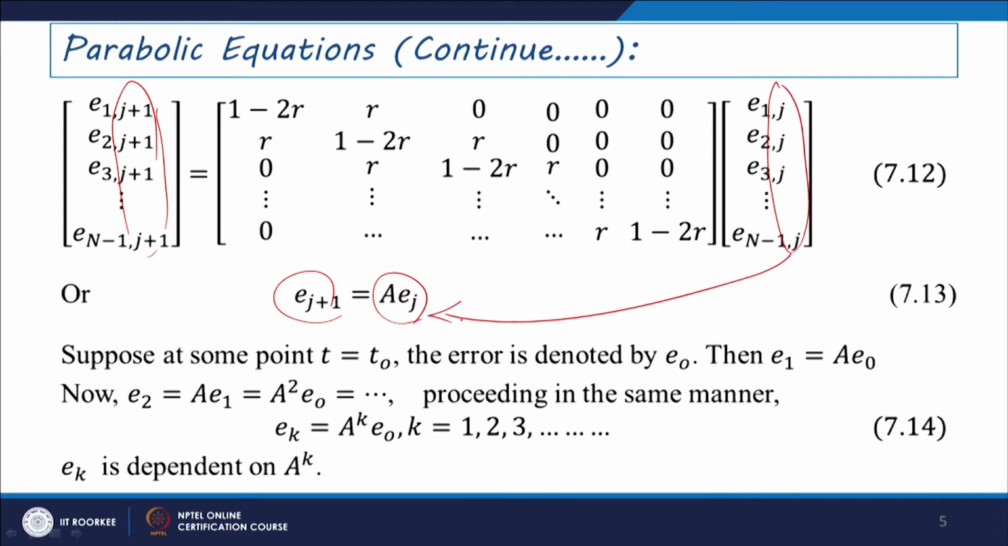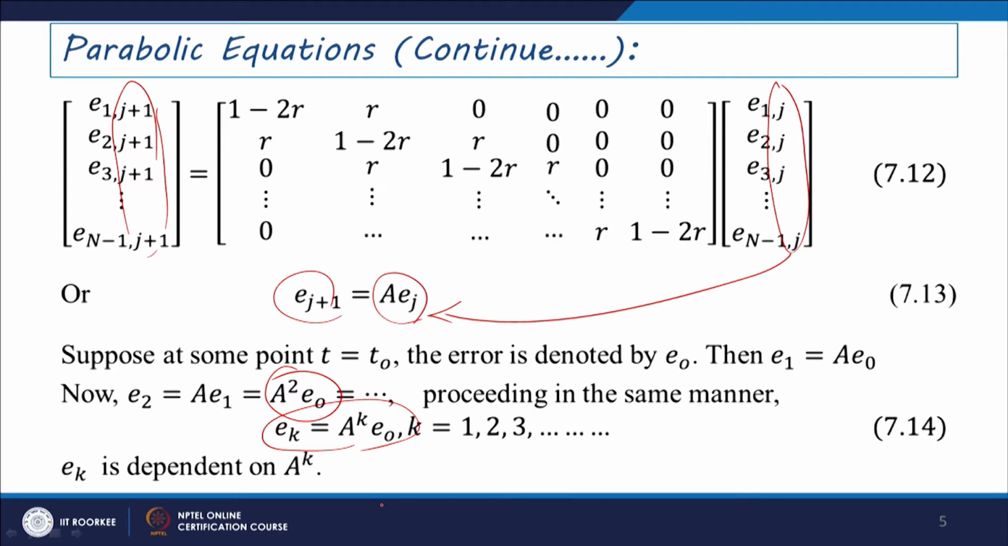Suppose at some point t equals t0, the error is denoted by E0. Then, since starting j equals 0, we can write E1 equals A E0. Now E2 can be written as A E1. So recursively, since E1 is nothing but A E0, we can write A squared E0, and proceeding in this manner, we find that Ek can be written as A to the power k E0 here.